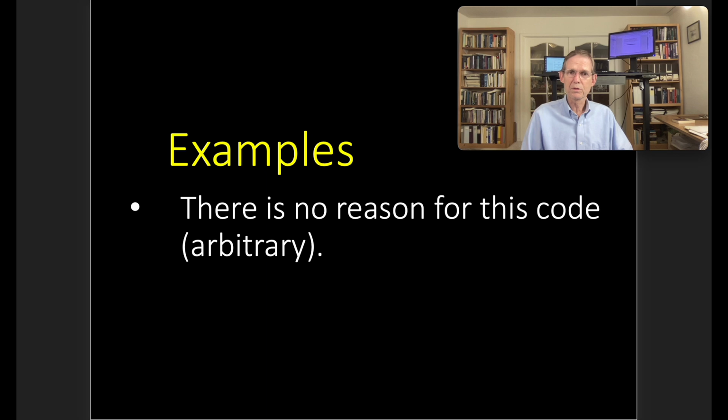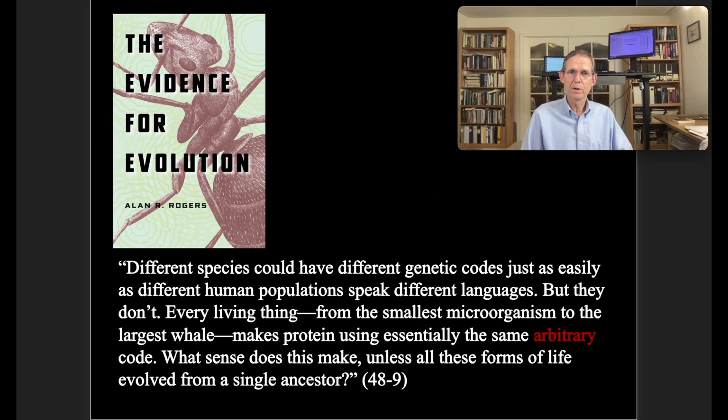Let me show you some examples here. For the first one, here's a book by Alan Rogers. Different species could have different genetic codes, just as easily as different human populations speak different languages. But they don't. Every living thing, from the smallest microorganism to the largest whale, makes protein using essentially the same arbitrary code. What sense does that make? Unless all of these forms of life evolved from a single ancestor, 2009.